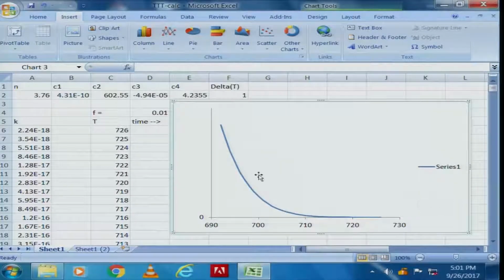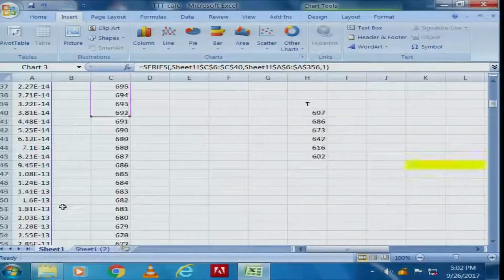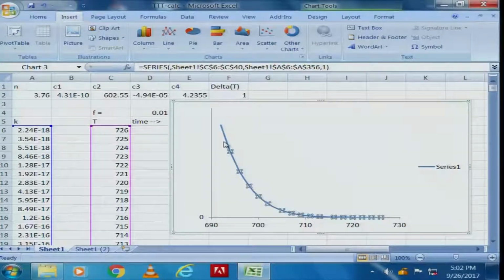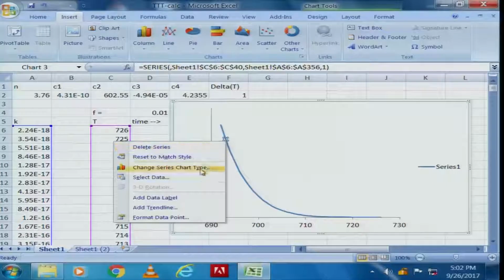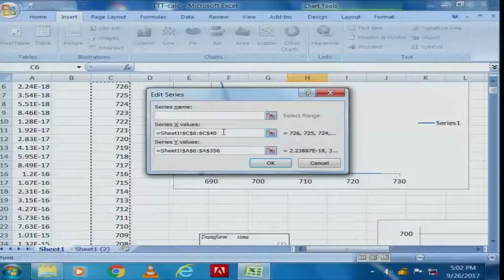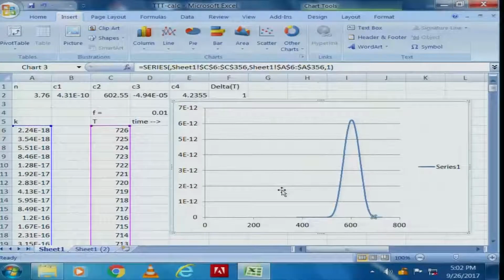Well, wait a second, I plotted the temperature only up to 692. I must increase my temperature range in the graph. Let me go to select data, edit. It somehow got clipped to 40, it should have gone to 356. So, this is going from C6 to 356, and the temperature values and the K values are going from A6 to 356. If I get this now, you can clearly see how K varies with temperature.